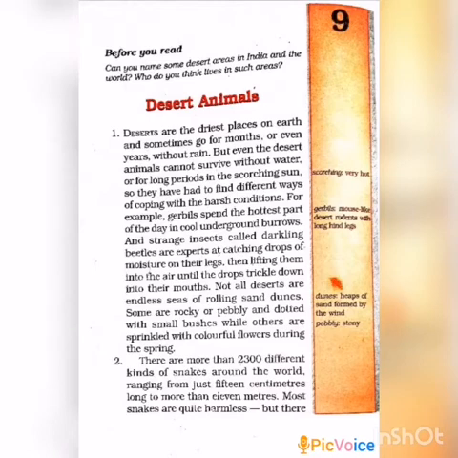Like gerbils, how they spend the hottest part of the day in cool burrows. And after that, there is a strange insect that lives in the desert area: the darkling beetle. It is an insect. What is the name of the insect? Darkling beetles. Okay, it is expert at catching drops of moisture on its legs, and after that it picks and lifts them into the air until the drops run down. So from it they can take the water into their mouths.